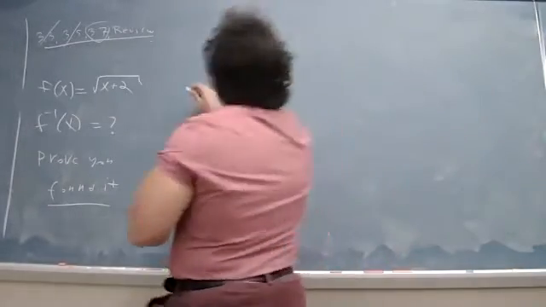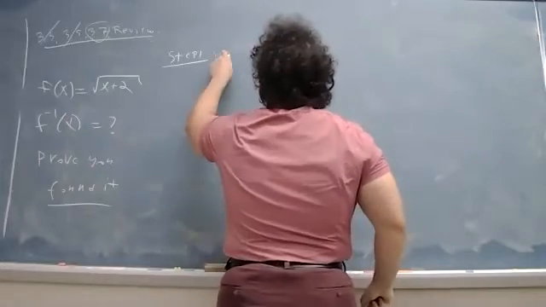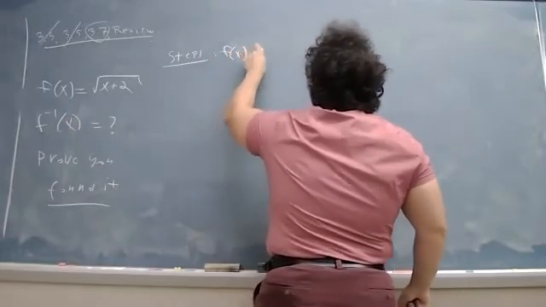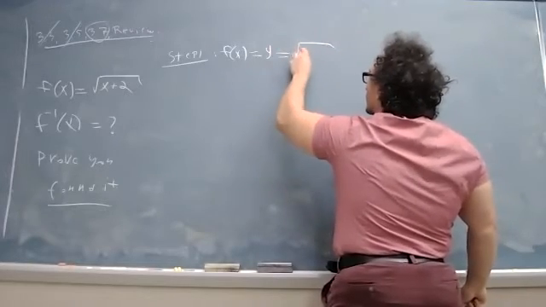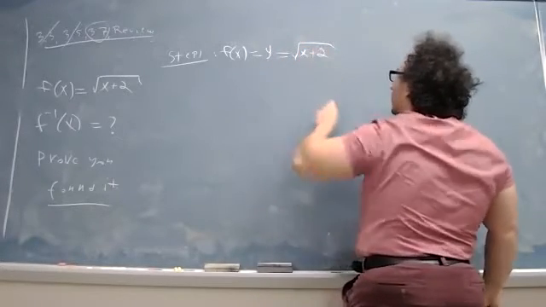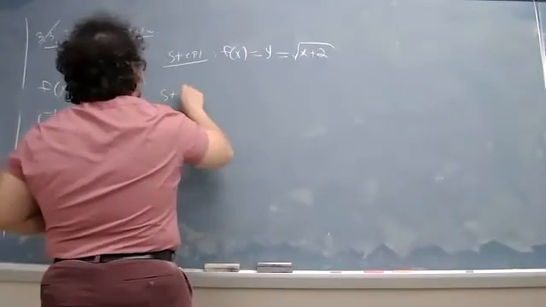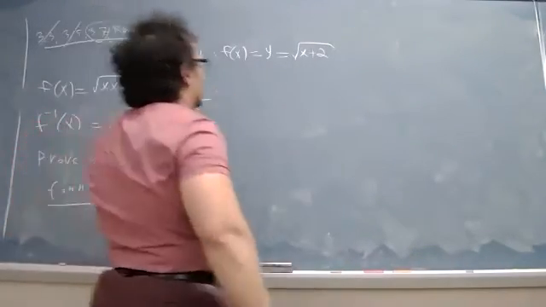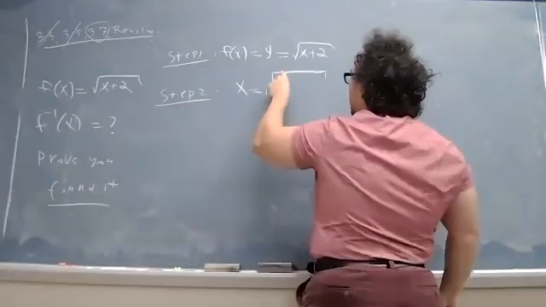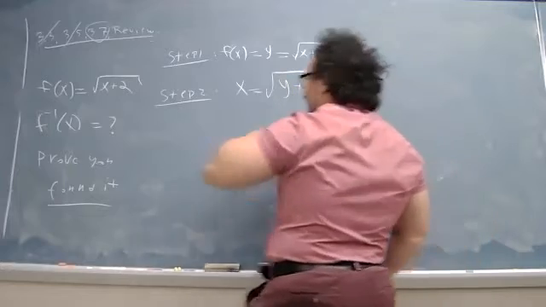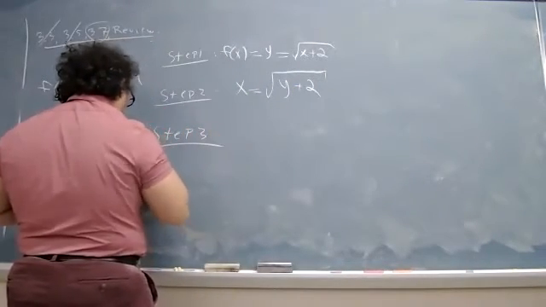So remember, step 1. Get your function. Set it equal to y. Okay? Then step 2. Switch the x and the y. Everything that was y now becomes x. Everything that was x now becomes y. Step 3. Solve for y.